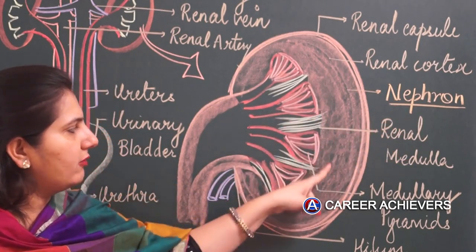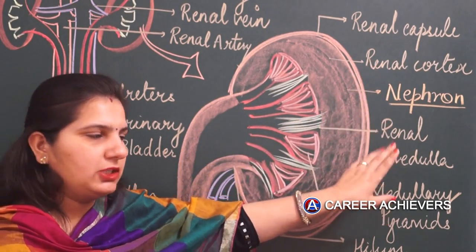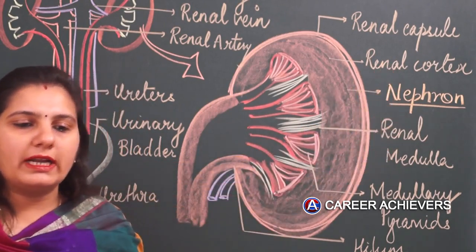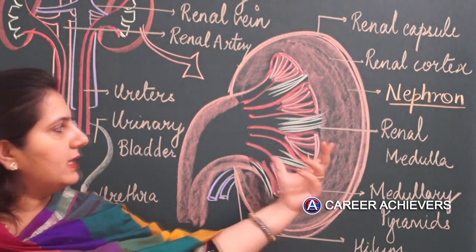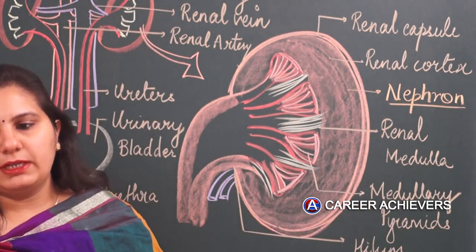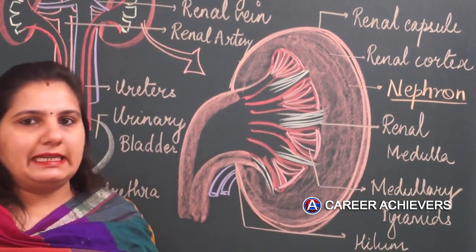Then these nephrons are present both in the renal cortex area as well as in the renal medulla. The nephrons that are present in the renal cortex are called cortical nephrons, and the ones that are present in the renal medulla are called juxtamedullary nephrons. These nephrons contain a collecting duct.